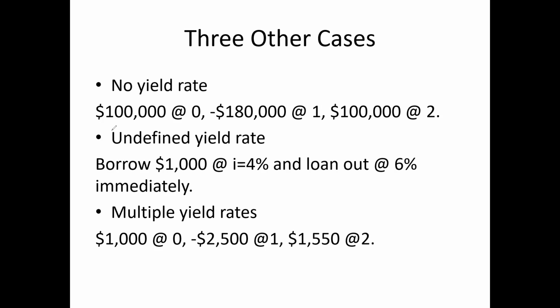And then sometimes there's a multiple yield rate. So if you invest $1,000 at time zero, get $2,500 at time one, and then put again into the account $1,550 at time two, then we'll have multiple yield rates. But in general, in many situations, we only have one rate, and that's the case we are focusing on. All right. Okay, so this is the yield rate. It's actually the exact real rate.